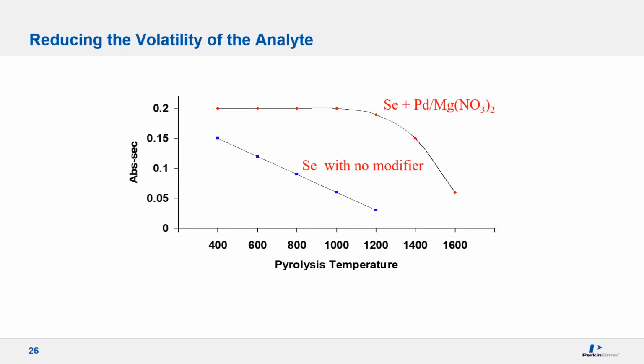Let's now take a look more specifically at the charring profile for just selenium with and without modifier. Without the mixed modifier, any temperature greater than 400 degrees will result in premature loss of analyte and produce low bias data. Using the modifier now provides an increase in the pyrolysis temperature close to 1200 degrees due to the transformation of selenium to a more thermally stable form, which will typically result in lower background to contend with during atomization.